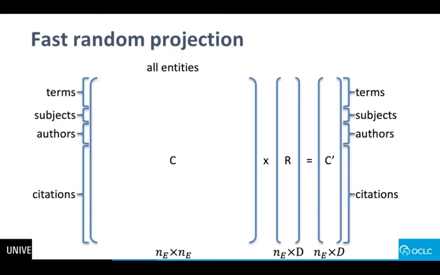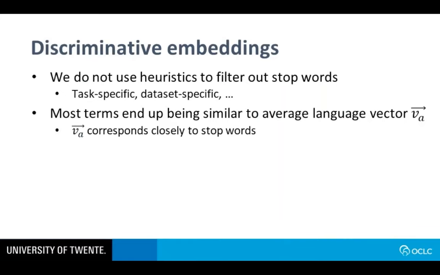Thanks to the linear operation of the matrix multiplication, this multiplication can be computed very fast and efficiently. And to be honest, we never really store the gigantic C. We just update the C prime. So this is very fast. The good news is the C prime can be computed very fast. I will show you later how fast it is compared to other methods. But the bad news here is the resulting term embedding, like the d-dimensional vector for each term or subject, is not really usable because we don't filter out stop words, whether task-based, or dataset specific, or even language specific, like the, that, this in English, for example.